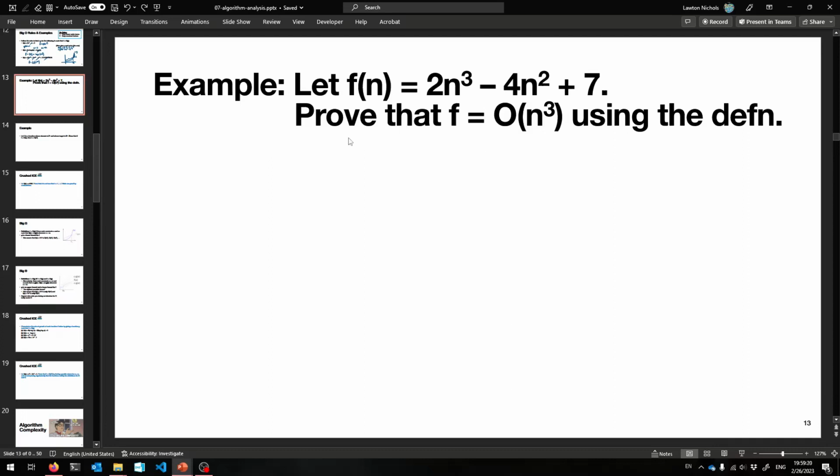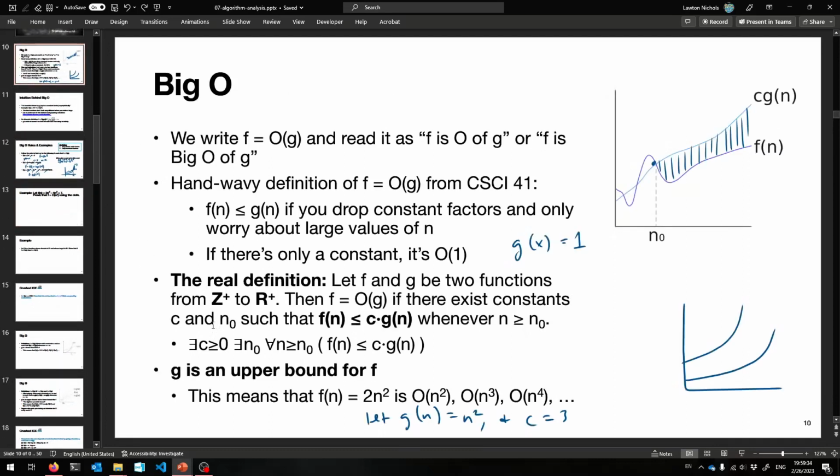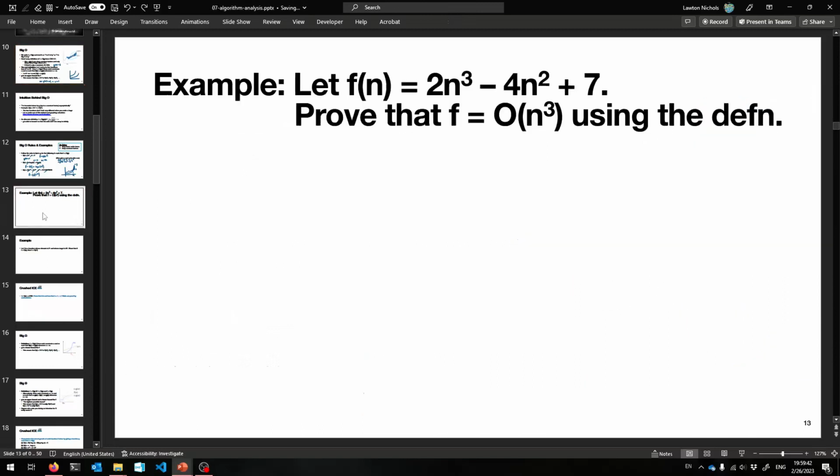Okay. So we need to find a c and an n naught. If you go back here, you need to find a c and an n naught such that for all values bigger than n naught, from then onwards, c times g of n outgrows f of n. All right? So we need to find some constant to put out in front of n cubed, just to make it work. The constant can be anything. I think it could be anything bigger than 2, honestly.